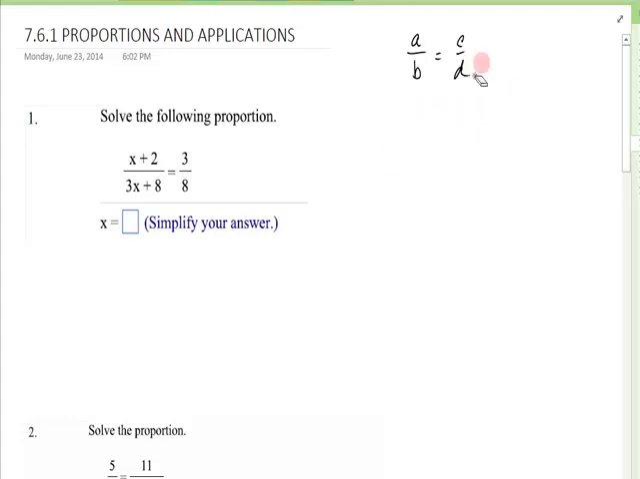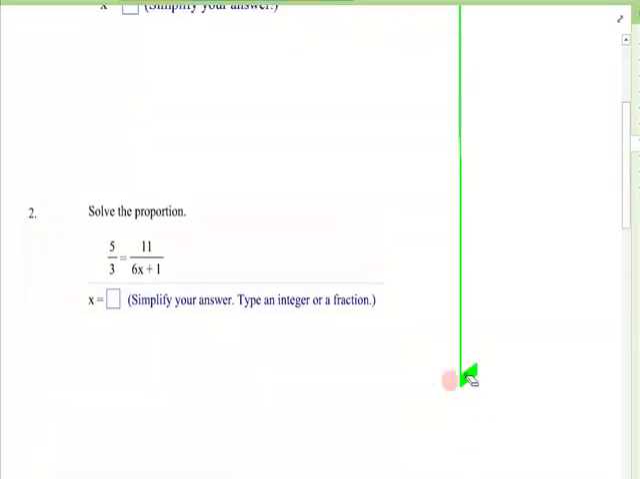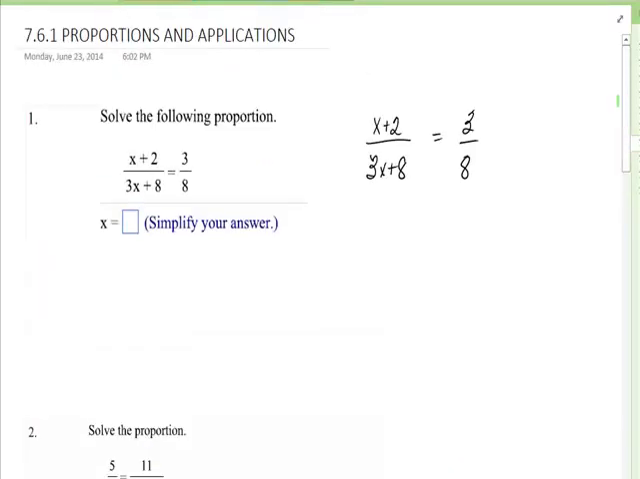So let's use that concept and see if we can solve these equations. I have (x plus 2) over (3x plus 8) is equal to 3 over 8. That cross product equals that cross product. That means, and it doesn't matter which side you write them on, 3 times (3x plus 8) is equal to 8 times (x plus 2).